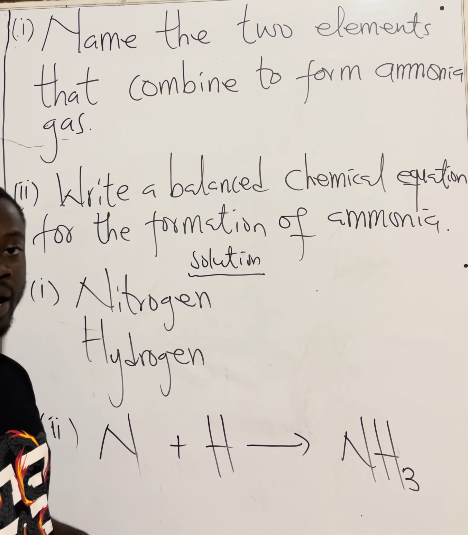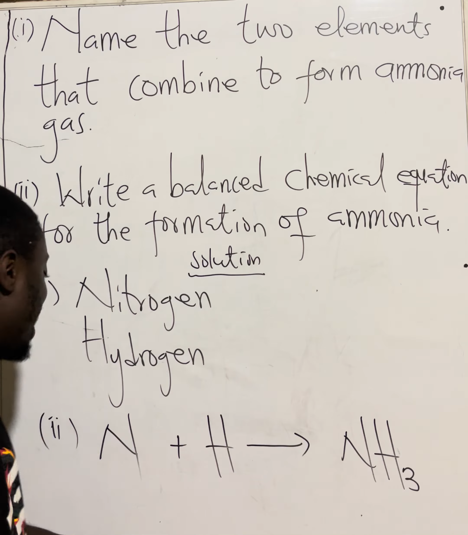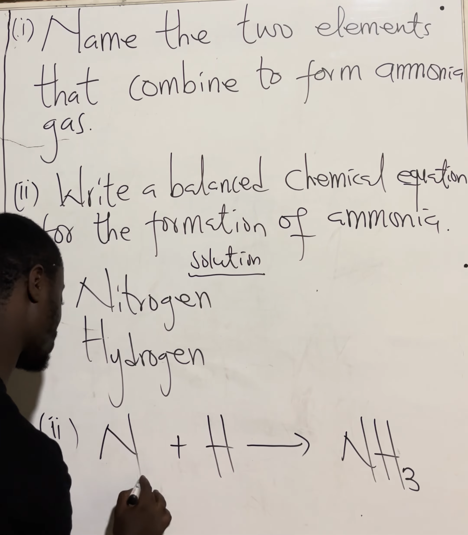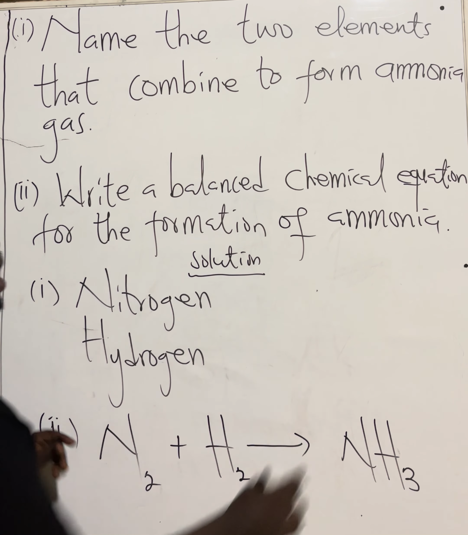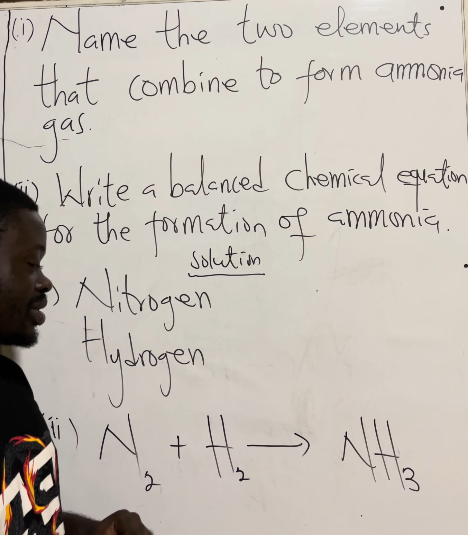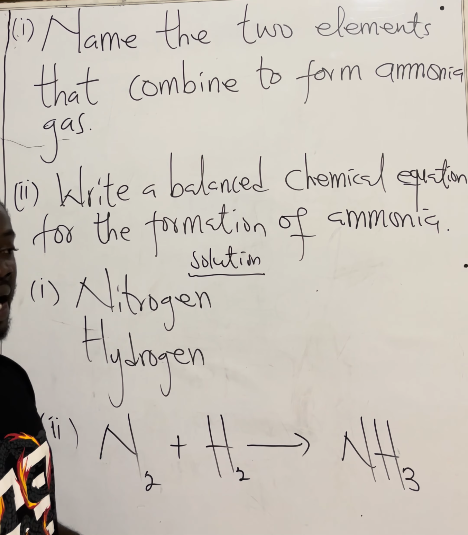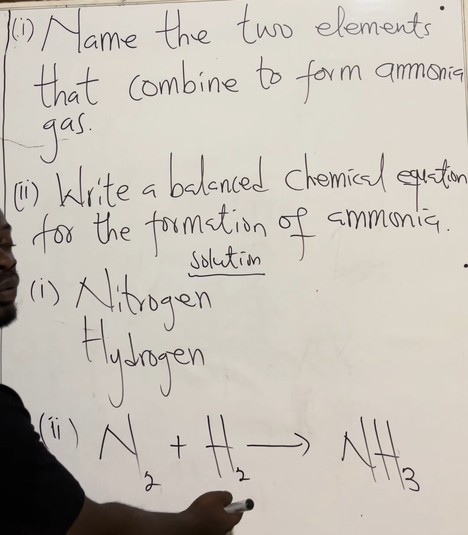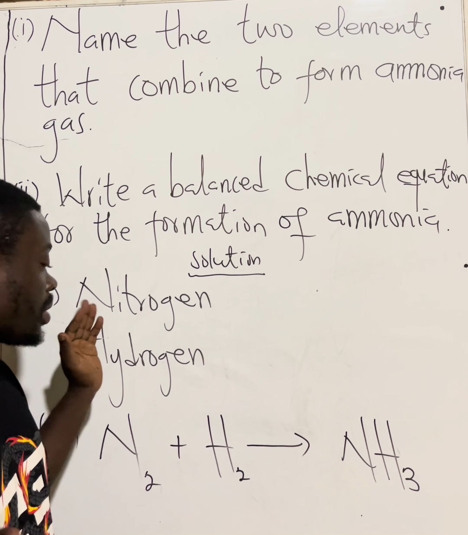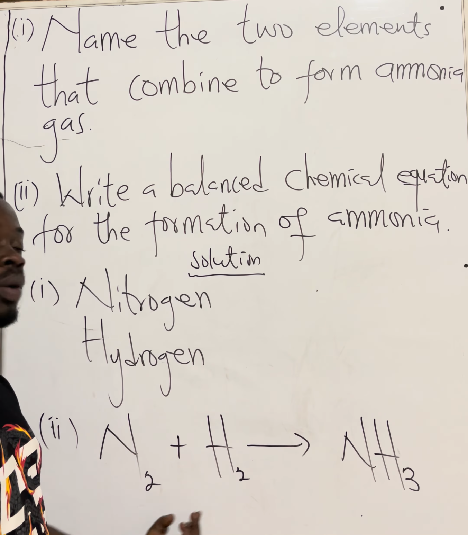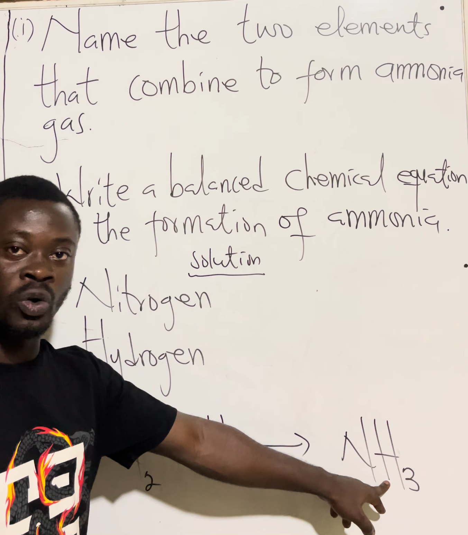So we have to place them in their molecular form. In their molecular form, nitrogen is N with a subscript of 2. Hydrogen is also H with a subscript of 2. Now let's continue. To make this equation balance, we have to make sure that the atoms at the reactant side and at the product side are the same. The reactants are the elements combining, and the product is what they combine to form.